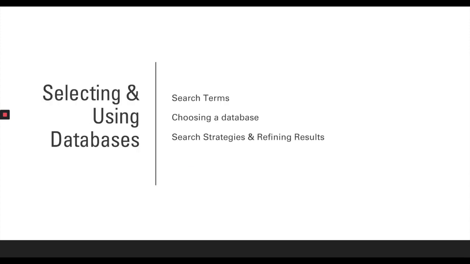Selecting and using databases. This section will go over search terms, choosing a database, search strategies, and refining your search results. When you begin your research, one of the first things you need to decide is your research topic or subject. You are not expected to be an expert on your topic at this phase. You simply need to identify what the topic is and single out some potential subject areas that will have information on your topic.